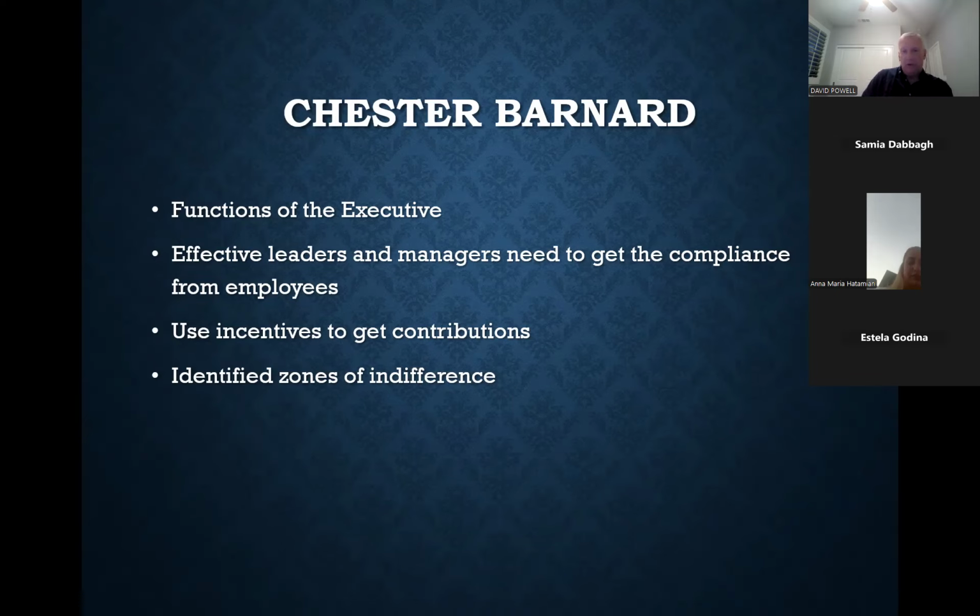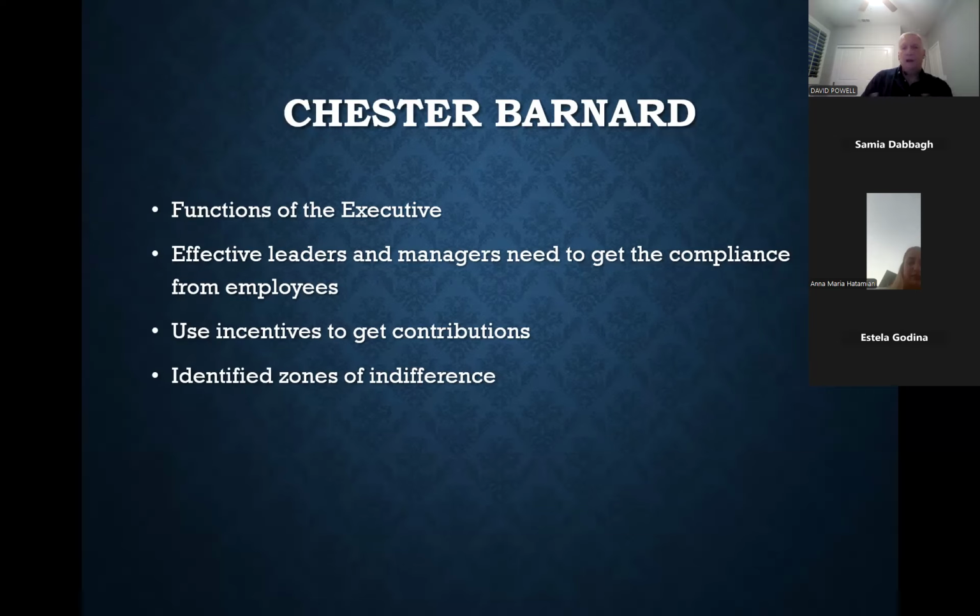The zone of indifference is where people are kind of ambivalent. You ask them to do something that doesn't violate their ethics or violate their value system. They're probably going to comply. They're probably going to acquiesce because you're within that zone of indifference. However, if you get outside of that zone of indifference and you ask them to do something that violates their ethical principles, that's when you're going to get pushback and you're not going to get those contributions.